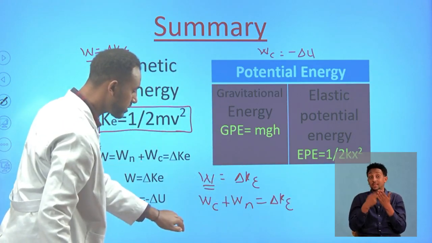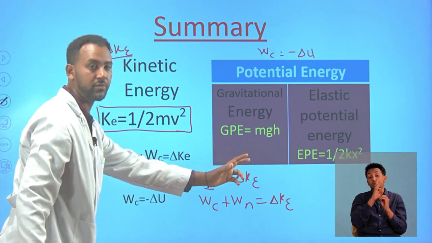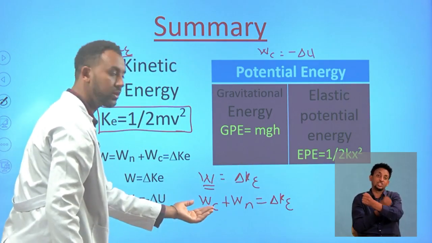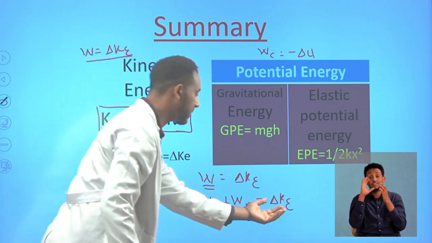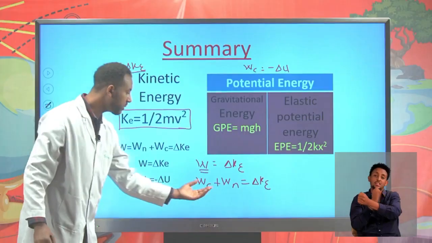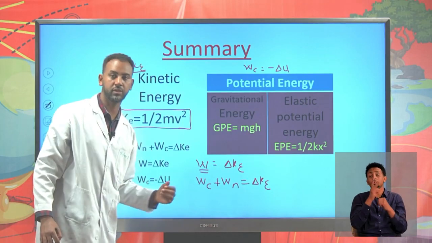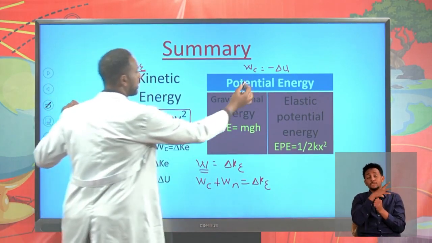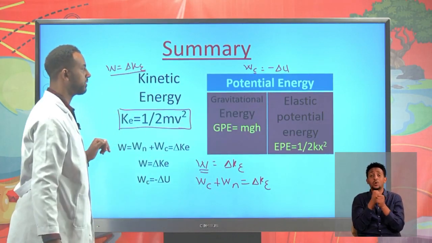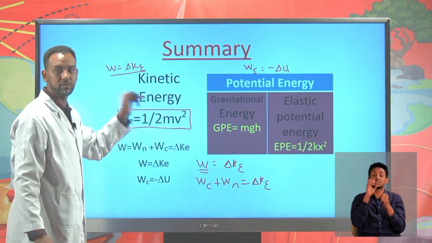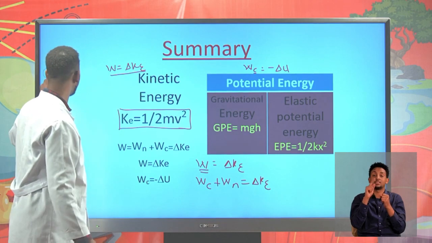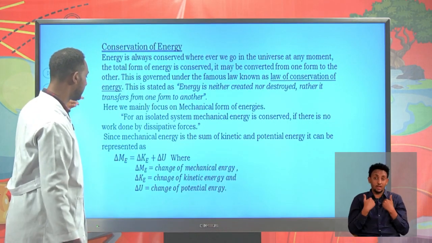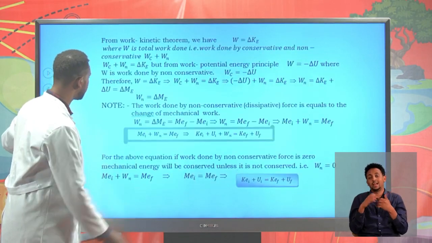Sometimes, if there is no conservative force, the work done by non-conservative force is the change of kinetic energy. If there is no non-conservative force, the work done by conservative force can give us the change in kinetic energy. The sum of these two can also be given as the change of kinetic energy. And here we have work done by conservative forces, and the work done by conservative forces can be given as the negative of change in potential energy. So that we can have the conservation of mechanical energy.